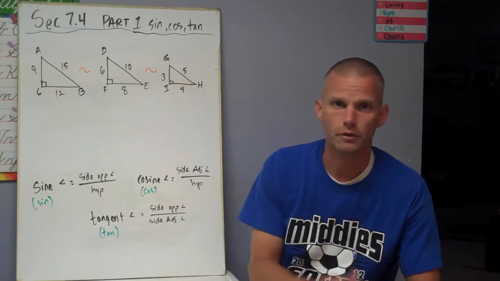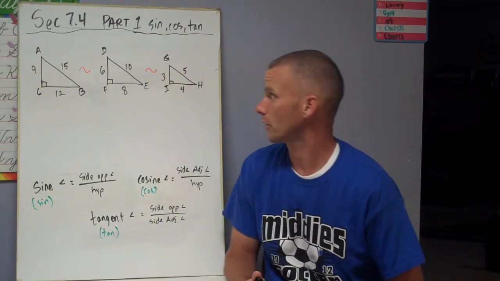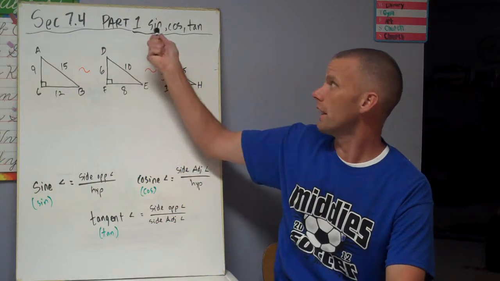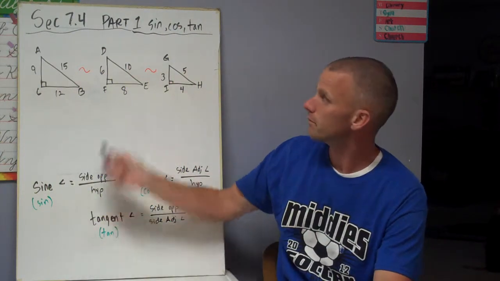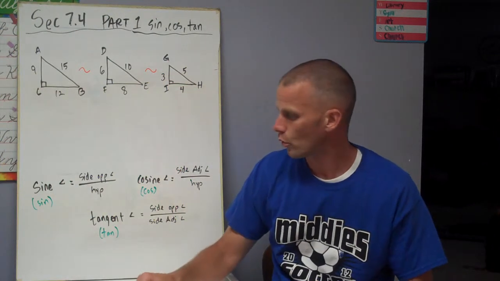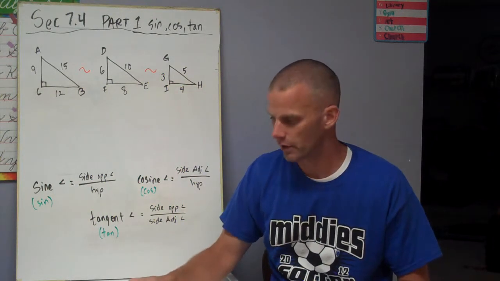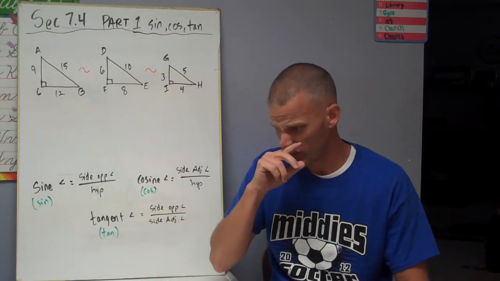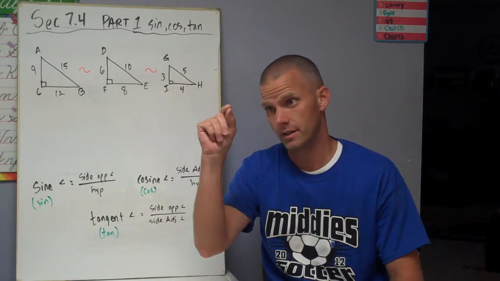Part of our right triangle trigonometry unit here, we're going to be taking a look at sine, cosine, and tangent, abbreviated as what you guys would probably call sin, cos, and tan. So you've got three buttons on your calculator. You probably always wondered what the heck they were for. The buttons say sin, cos, tan.